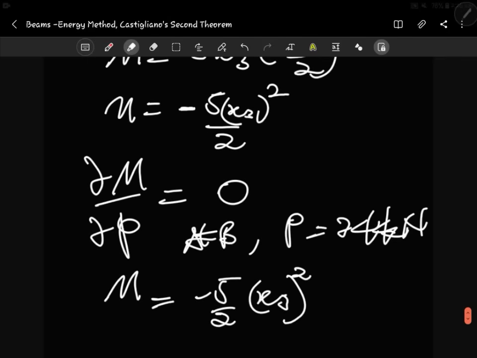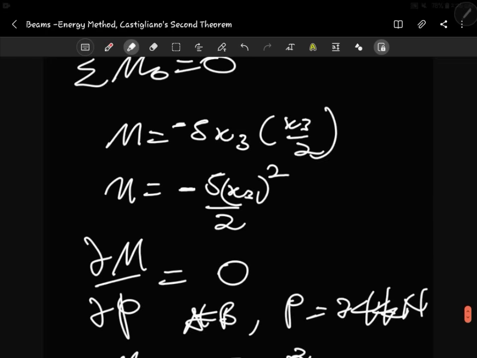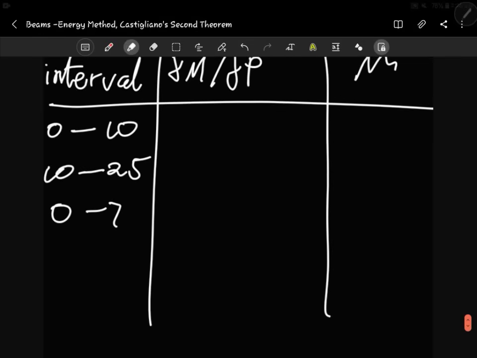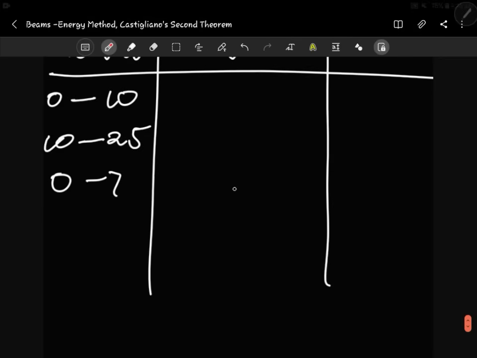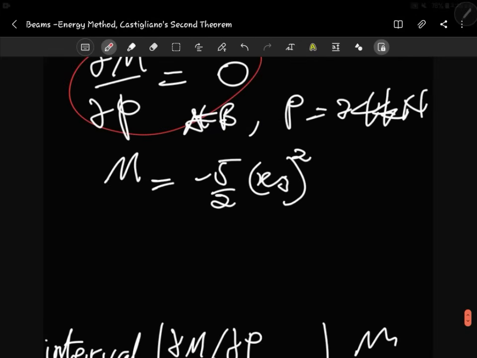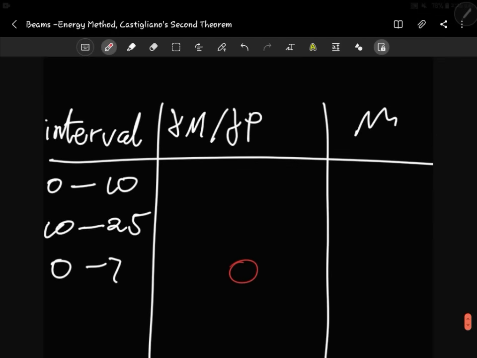So for the M, where's the MDP for this particular one? You have it to be 0 for the last one. This is it. This right here, 0, right? So that's 0. And this M is minus 5 on 2 times x squared, right?